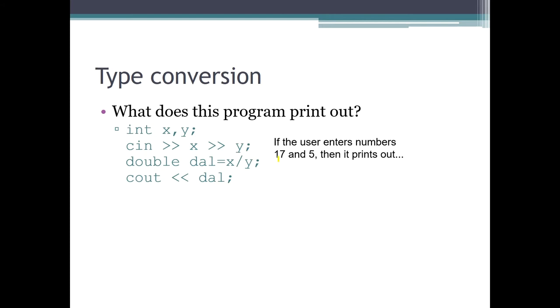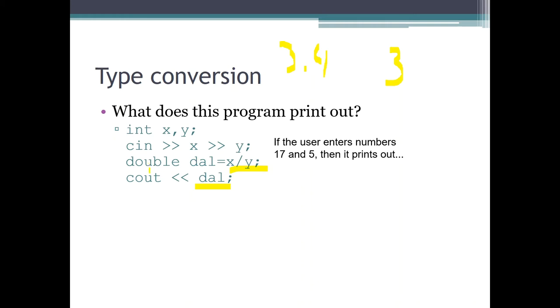Now, actually, only two possible answers can be here. Either 3.4, because 17 divided by 5, the value of dal which is being printed out, is 3.4. Or another version would be 3, if the division is done in integer numbers as we saw before. So which is the case here?